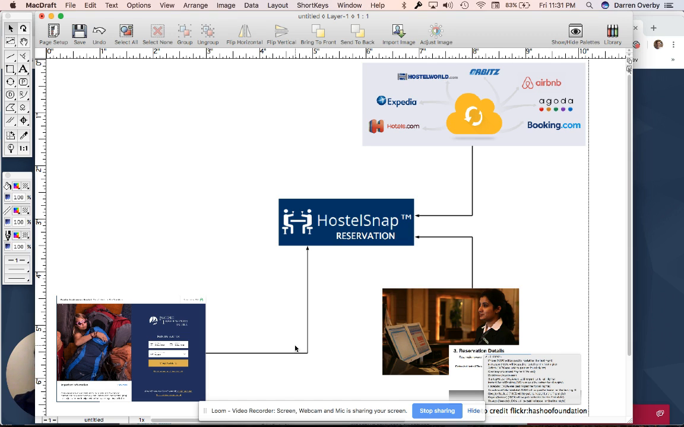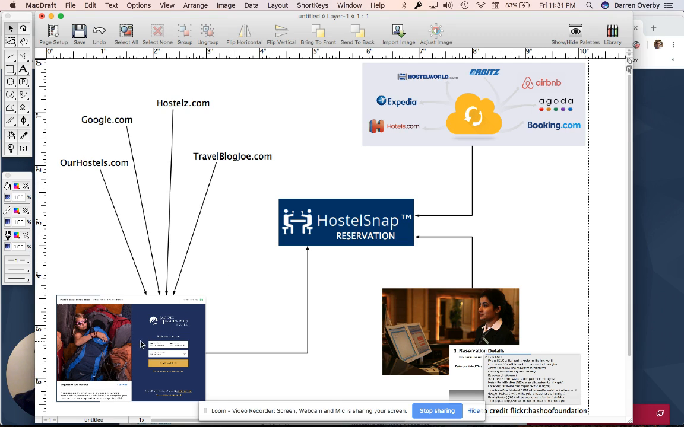It could be a third-party OTA, or it could be a manually entered and indicated reservation source by way of a drop-down, and these are configurable in the setup wizard, or it could be your own website. Now, let's move on to marketing source.